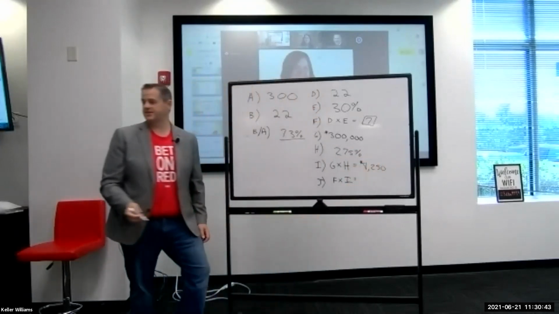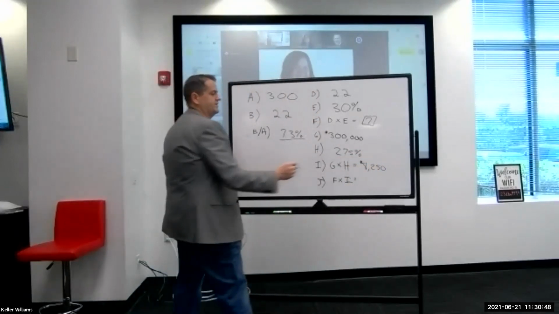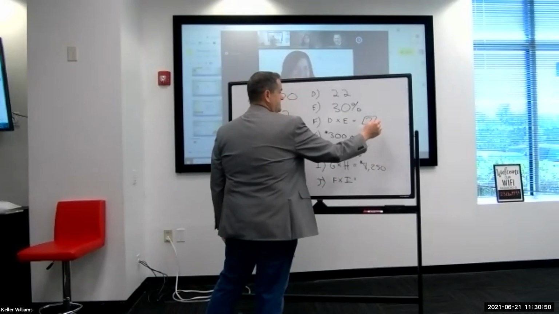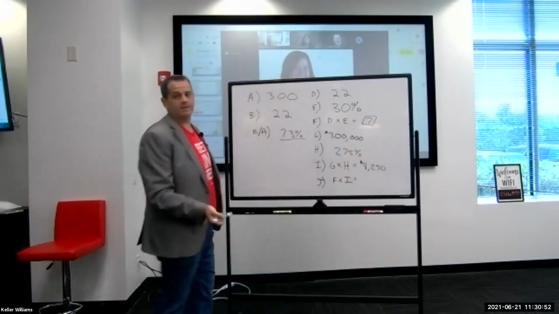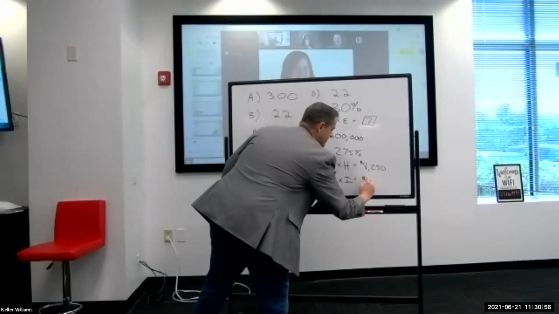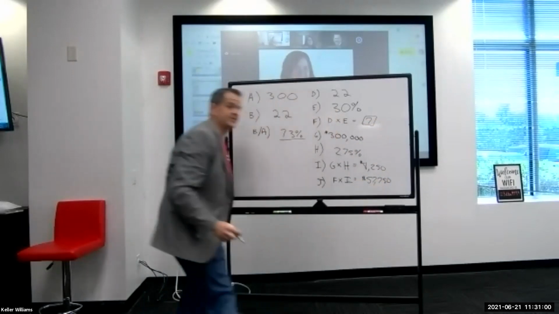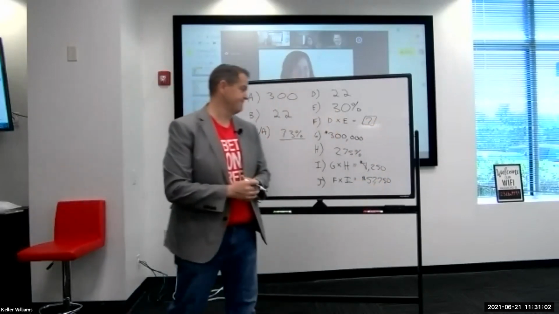And then finally, to see what our potential income is in this neighborhood, we're going to take the 8,250 times the number of sales. And what do we come up with? 57,750. Is everybody with me so far? At least the ones in the room. It's harder to do online for sure.